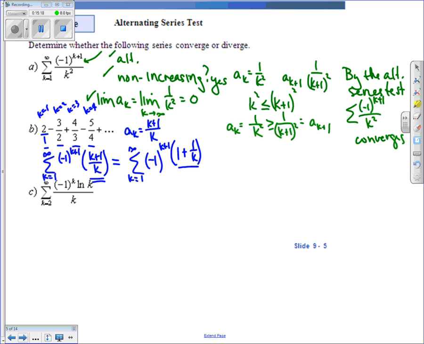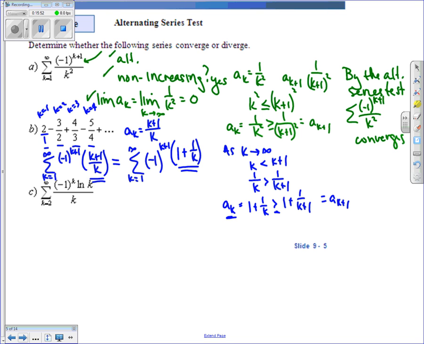And now I can see that as k gets bigger, as k goes to infinity, k is smaller than k plus 1. And so 1 over k is bigger than 1 over k plus 1. So now add 1 to both sides. 1 plus 1 over k is bigger than 1 plus 1 over k plus 1. But this is just a sub k plus 1, and this one is just a sub k. So I do have that a sub k plus 1 is smaller than or equal to a sub k. So it is non-increasing.